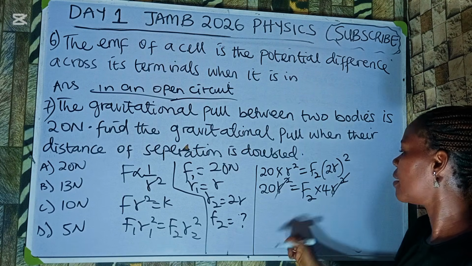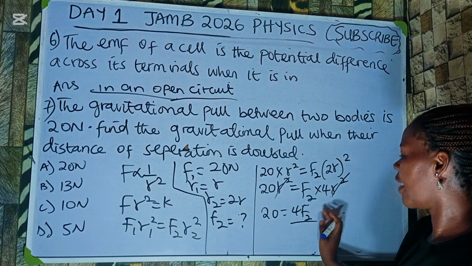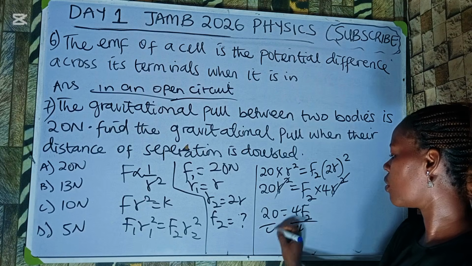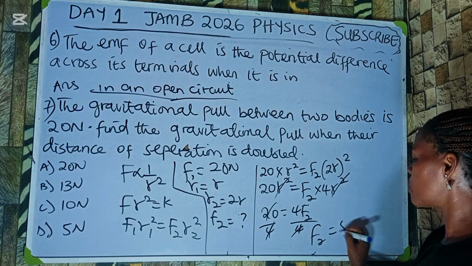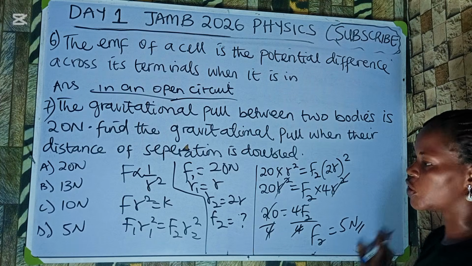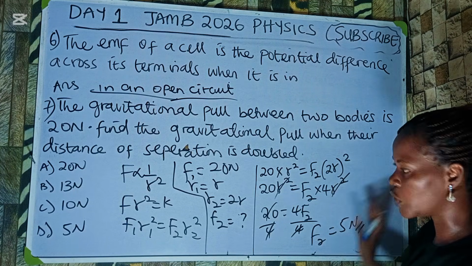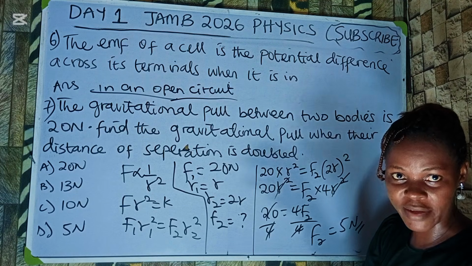Cancel R squared, right? So I have 20 equals 4F2. Alright, so we divide both sides by 4. We cancel out. My F2 is equal to 5 Newton. So this is how to solve this kind of question. And from what we've done so far, the correct option to this question is option D. Take note in case you see it in your exam.